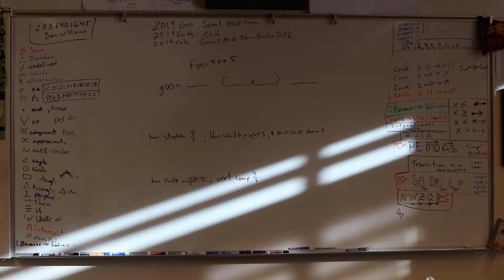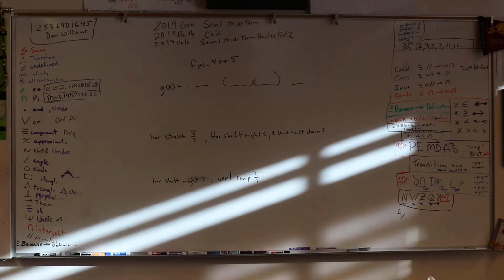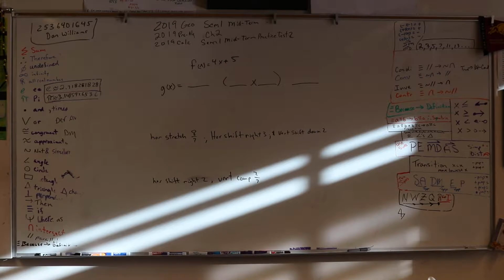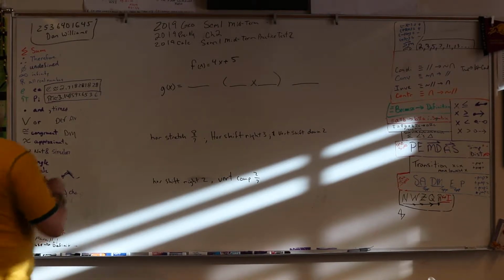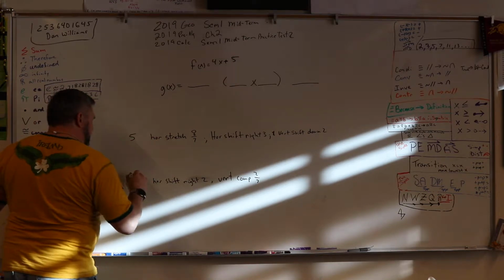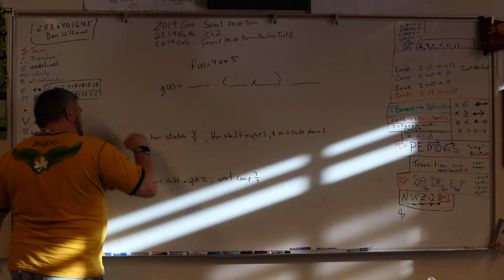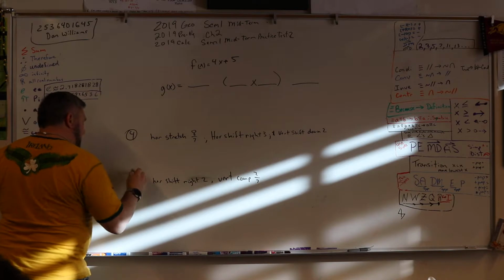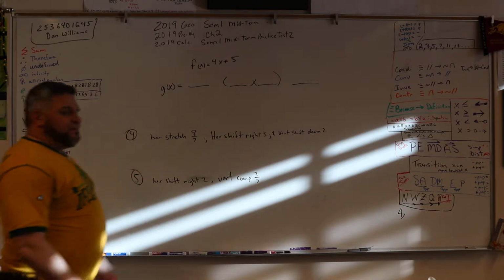All right, here we go. So number, what is this? 4 and 5, right? So this is 4. Oops, this is 5. My brain is done. All right. I believe in you.